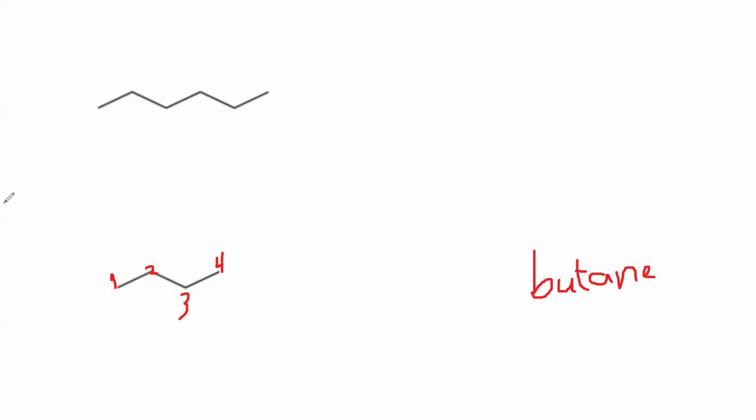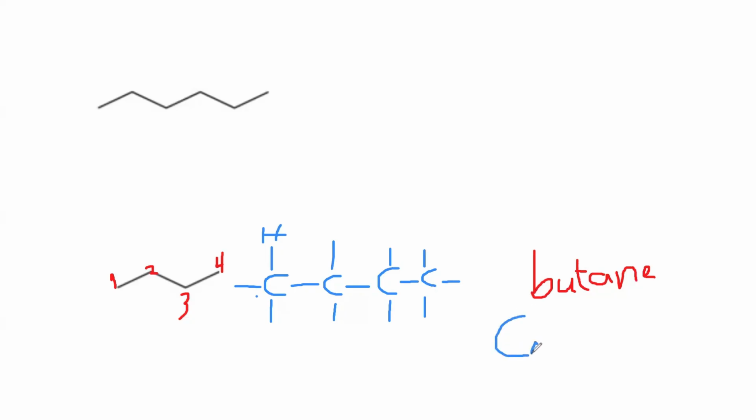To draw the full structure of butane, draw the carbon backbone, 4 carbons. Then make sure that every carbon has 4 bonds. Every one of these has 1 hydrogen. CH3, CH2, CH2, CH3. The molecular formula of butane: CnH2n+2, n is 4, 2n is 8, plus 2, 10.